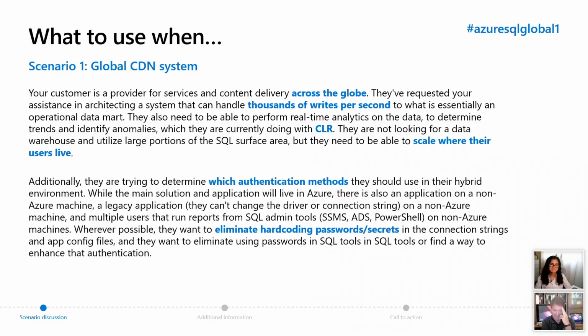Eliminating hard-coded passwords and secrets if possible. Well, the only way to do that is some sort of integrated security solution, which we talked about in the module, which was Azure Active Directory. So you're going to have to set up an Azure Active Directory system. And of course, in SSMS you can use that, so you could use Azure Active Directory with MFA, for example. You even showed that one. But for the legacy app, you'll probably have to just keep the SQL auth part.